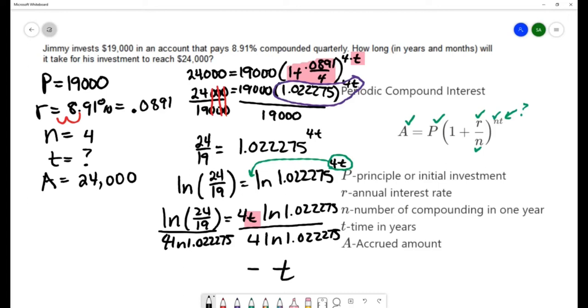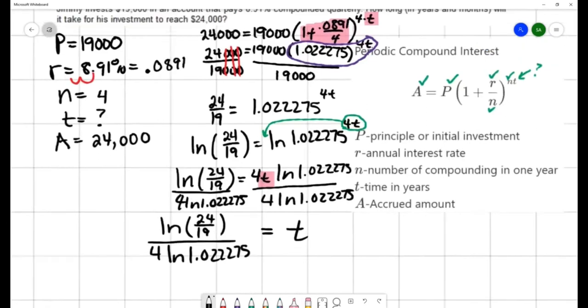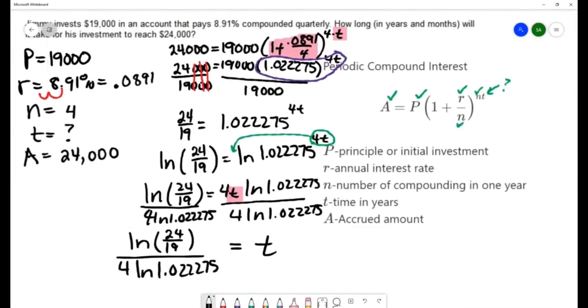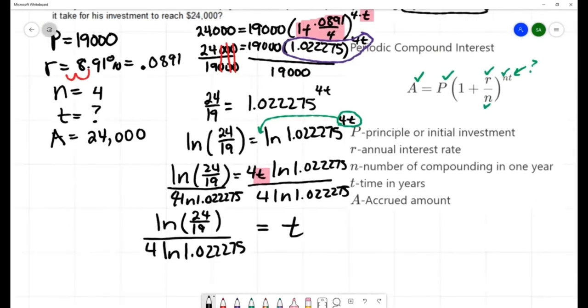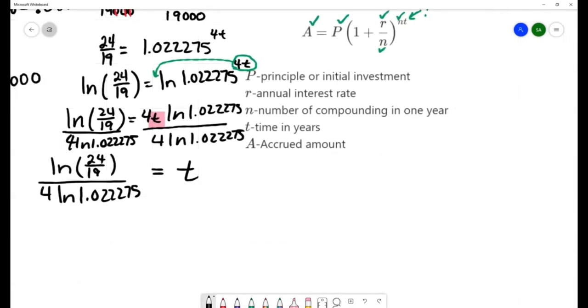So now we have our answer for time: natural log of 24 over 19 divided by 4 natural log of 1.02275. We're going to type this into the calculator, and before we do that, I just want to remind you that the question asks you to put this in years and months. When we put it in the calculator, it will be initially in only years, and we'll have to do a conversion to put it in years and months.